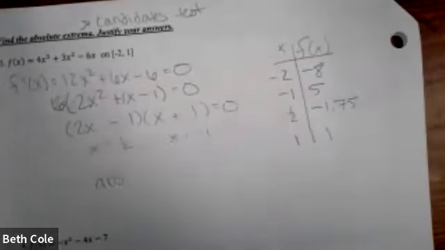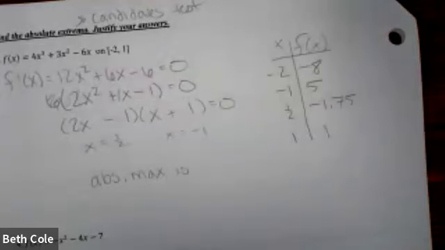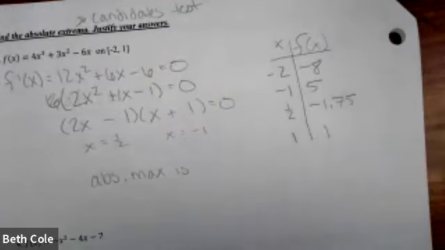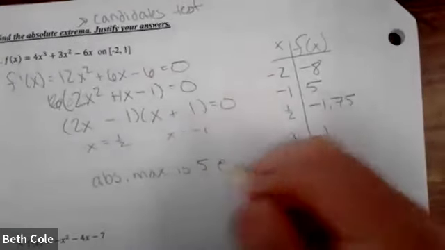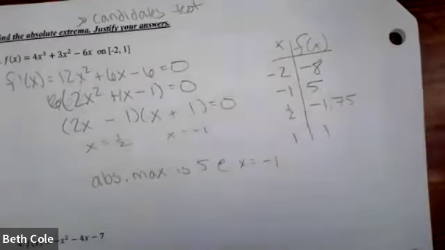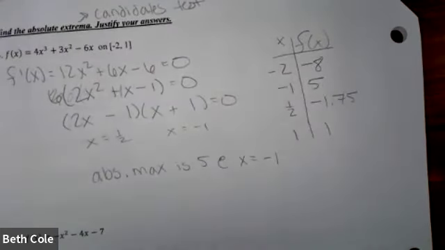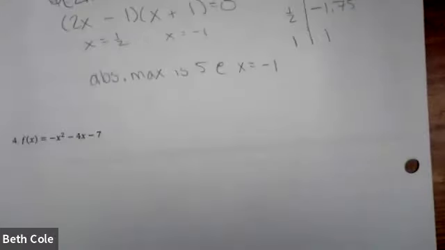So we're gonna write our sentence. Absolute, actually, you just start with absolute maximum. Absolute maximum is, what's the biggest number we got? 5. Okay, well, we're gonna get to that. Is 5 at x equals -1? Sometimes they ask you for the output value, and sometimes they ask you for the x value. If you write it this way, it doesn't matter how they ask the question, you will get it right every time. Okay, so write it that way every time.